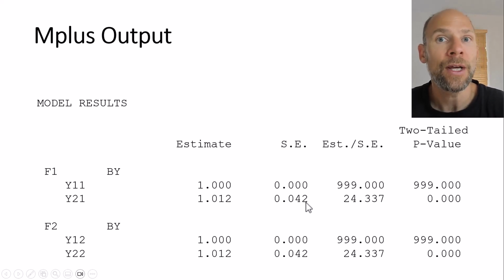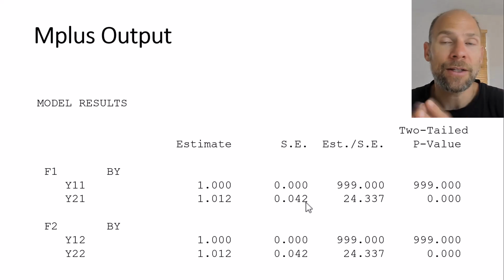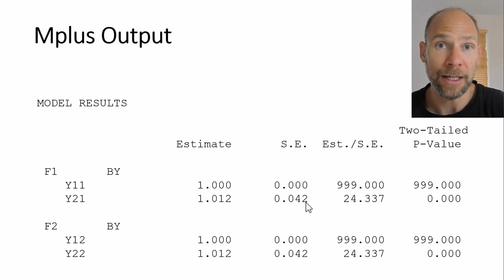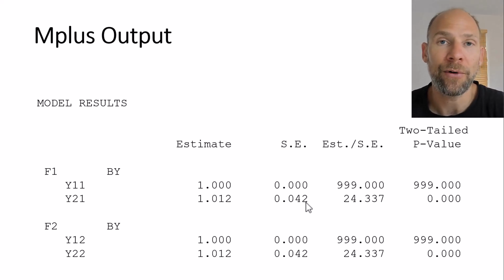So in contrast to a fixed parameter, which is not estimated at all, a parameter that's constrained equal across multiple variables is estimated once. So you're still using up a degree of freedom for a parameter that is constrained equal, whereas you're not using up a degree of freedom for a fixed parameter. That's also important to know.